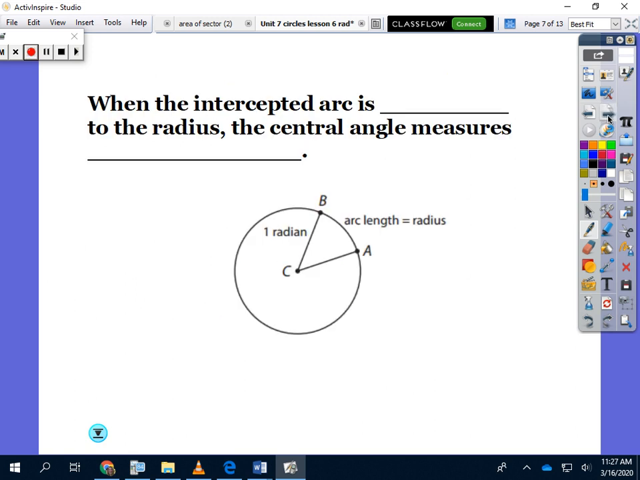Remember that formula. So here's the definition of a radian. When the intercepted arc is equal to the radius, the central angle measures 1 radian. So if this and this are equal, the angle measures 1 radian. Theta would equal 1. So this is 1 radian right here. The angle measures 1 radian.